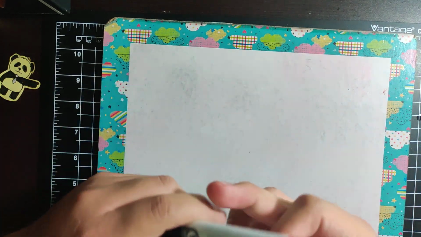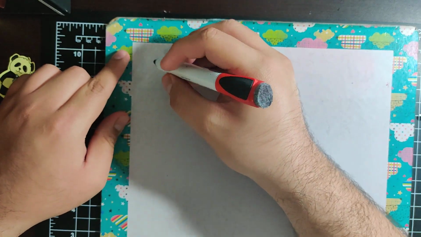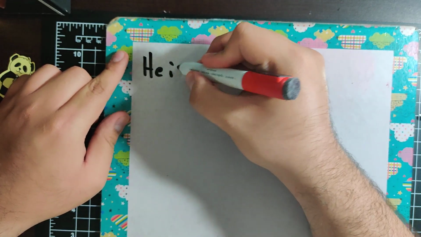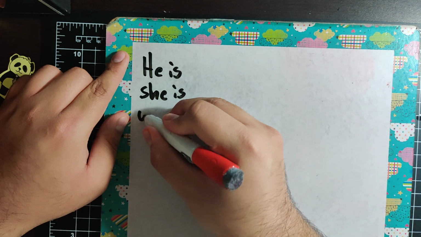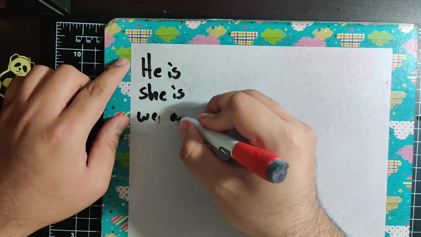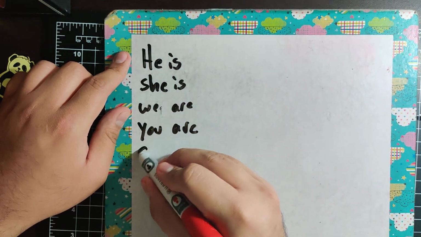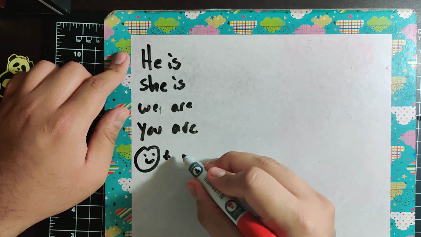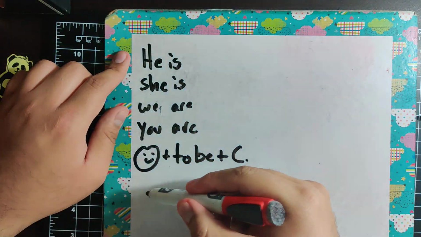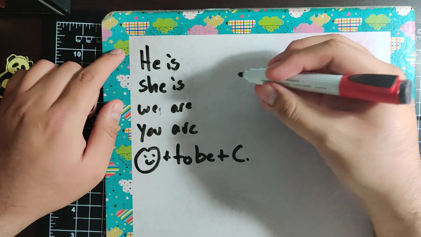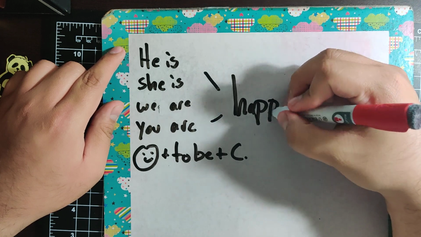Now also keep in mind that that's not everything simple present can be. Okay? You can also say, for example, he is, right? She is, we are, you are. Okay? As you can see, we're still using the same structure. See? Subject, verb to be, and complement. He is, she is, we are, you are happy.